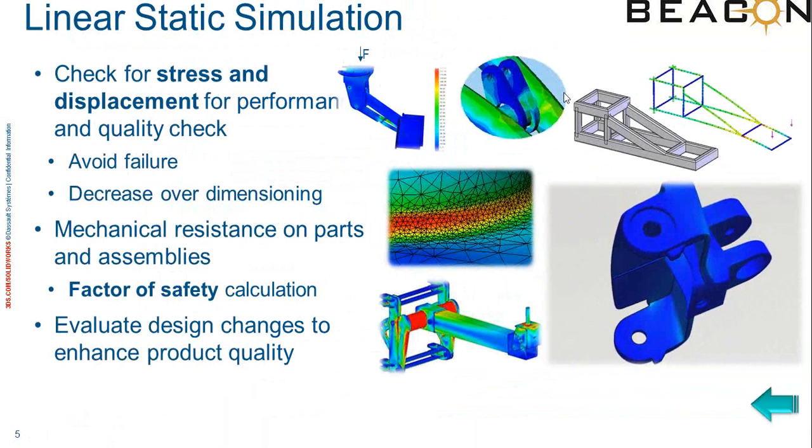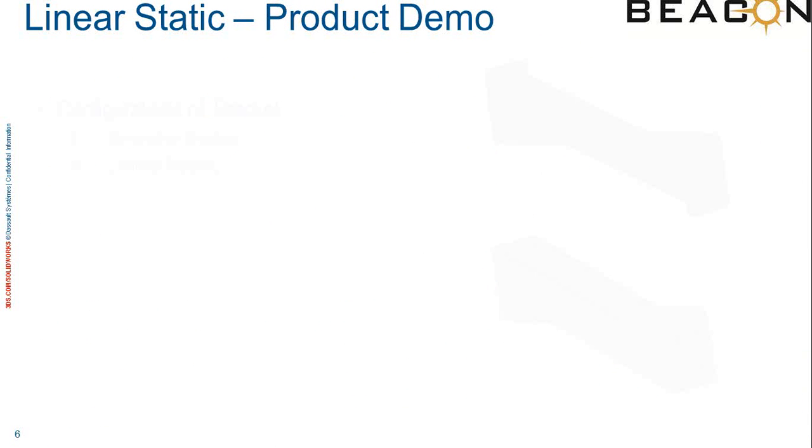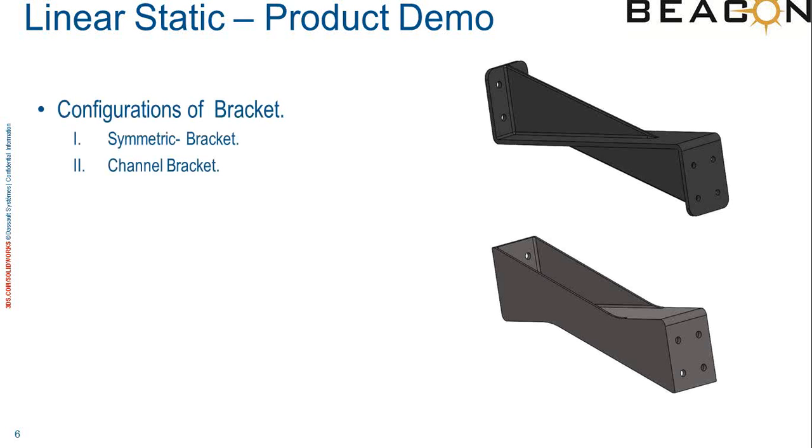Now let me go into a small project description of static simulation. I'm basically going to work on two different configurations of a bracket, which are named a symmetric bracket and a channel bracket. I have two different configurations. I assume that everyone is aware of configurations, but if you are not, I'm going to show you what configurations are as well. But yes, I'm going to focus mostly on these two products, a symmetric bracket and a channel bracket.